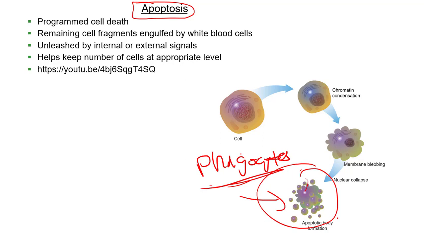So now we talked about how the cell controls its cell division, turns it on or turns it off. And in the next video, we'll talk about what happens when the cell does not control its cell division and when things go wrong.